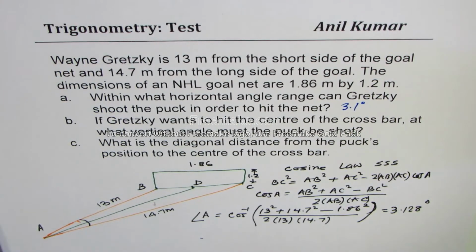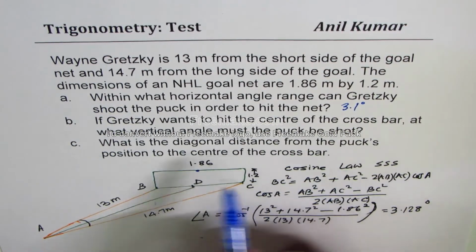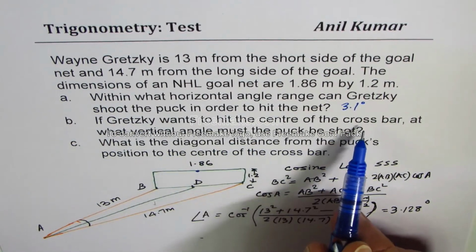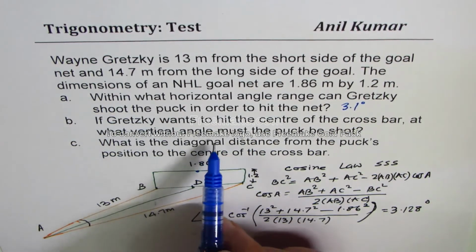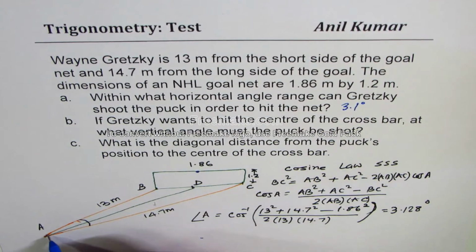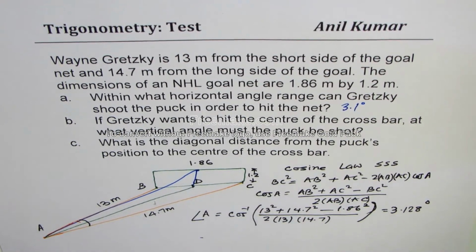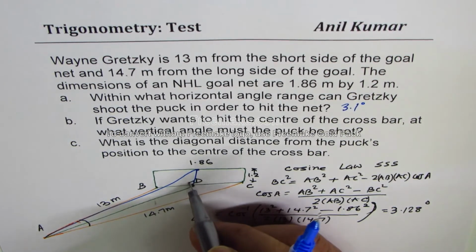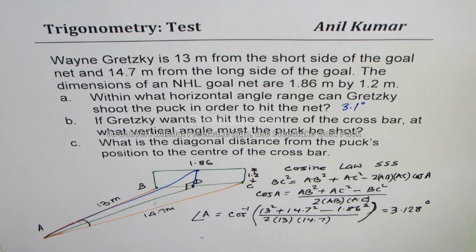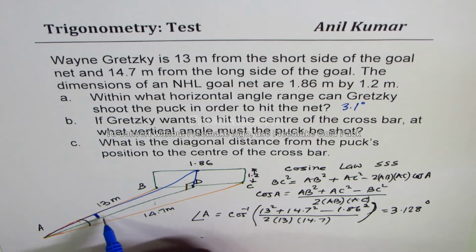Now part 2 is, if Grisky wants to hit the center of the crossbar, that means right there. If Grisky wants to hit the center of the crossbar, at what vertical angle must the puck be shot? So now we would like to find the vertical angle, kind of like this. Do you see that? So in this diagram, that becomes 90 degrees, and we are interested in this vertical angle. This is what we are interested in.